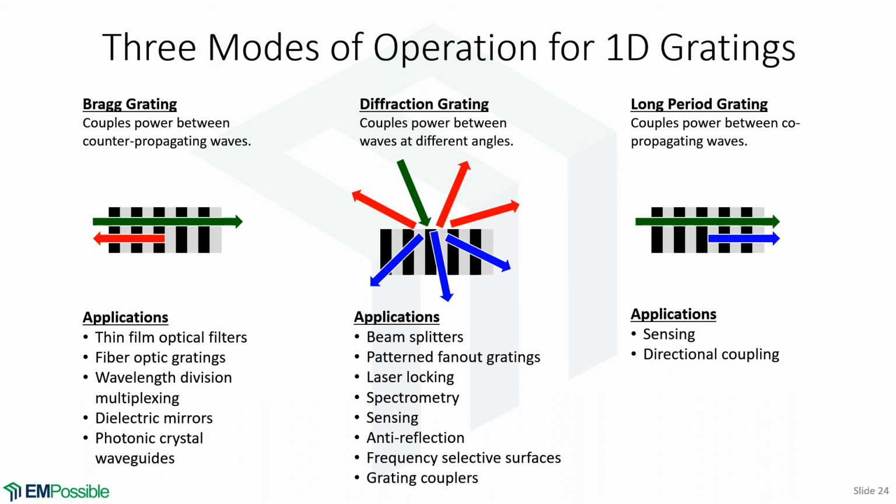There's also something that's talked about a lot less, a long period grating. And this actually couples energy between 2 co-propagating modes. And we get sort of this band of transmission that's in a different mode. And that's used a lot for sensing to make very sensitive sensors. You can look at long period fiber optic gratings as sensors. This is used in directional coupling and some other things.